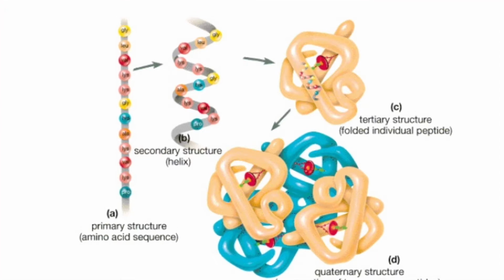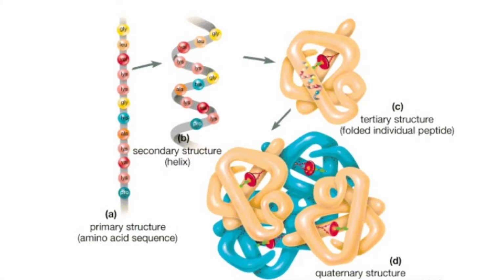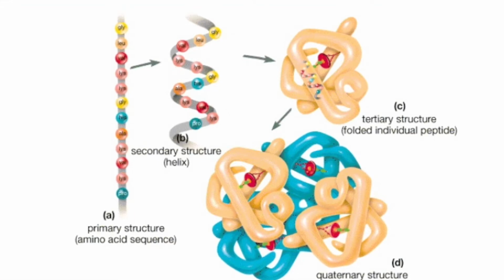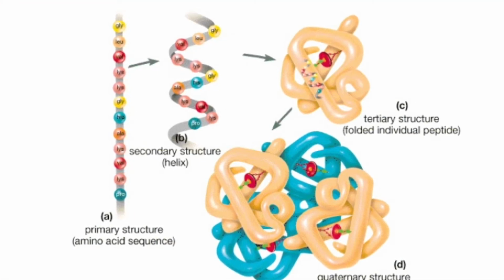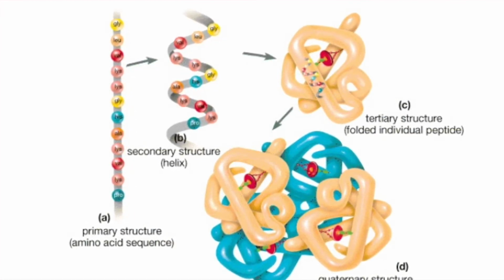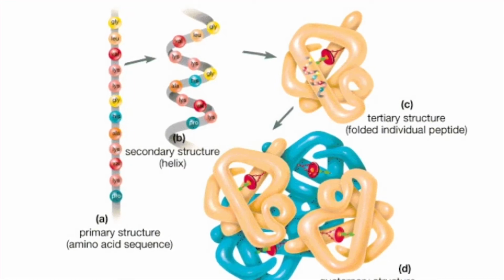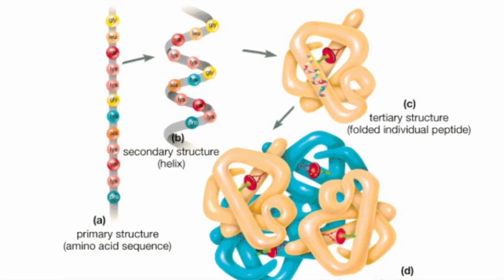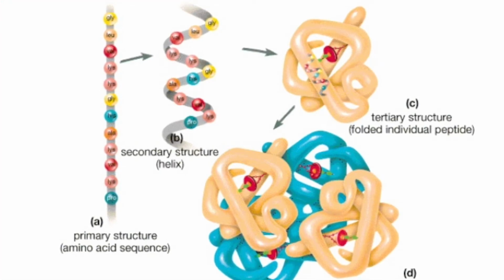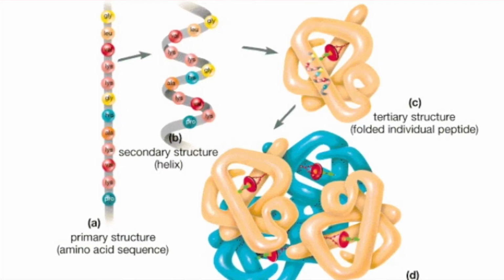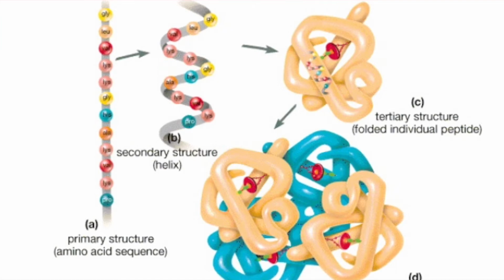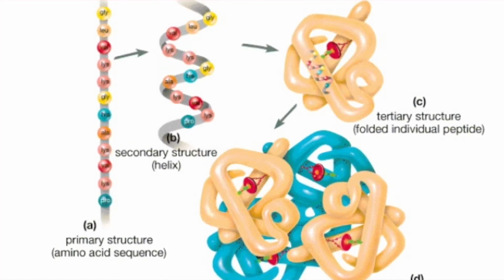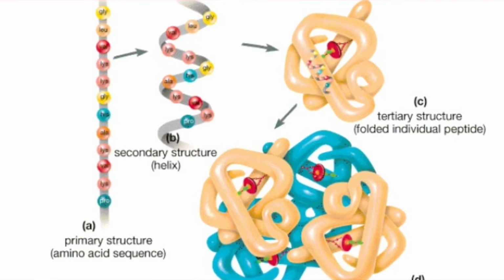When we start to look at secondary structure, secondary structure is going to be determined by the interaction between the different R groups. So the 3-dimensional shape results from primary structure, which is going to then determine the secondary structure, and our secondary structure is going to determine our tertiary and quaternary structures.